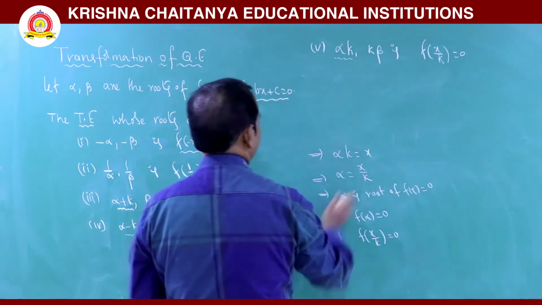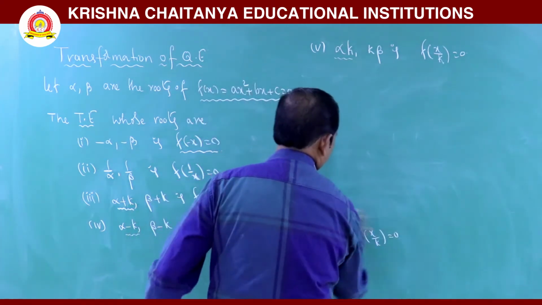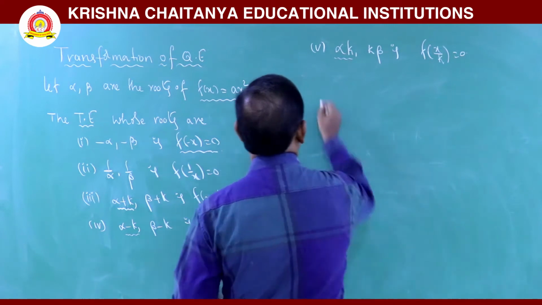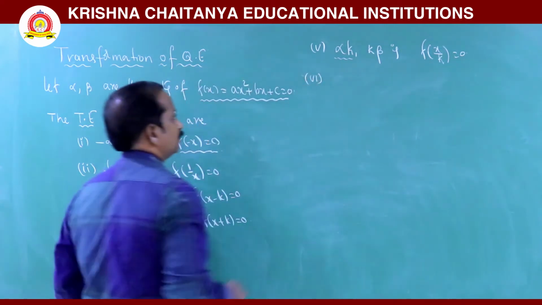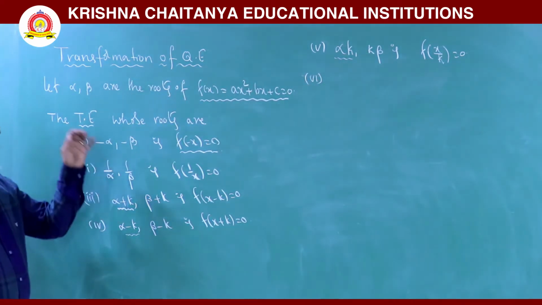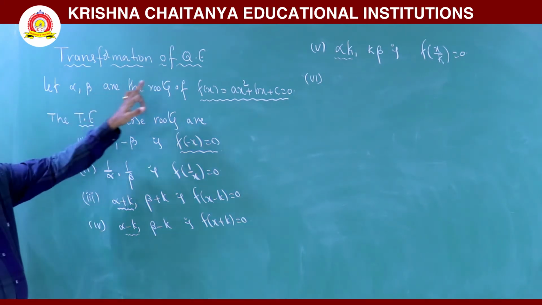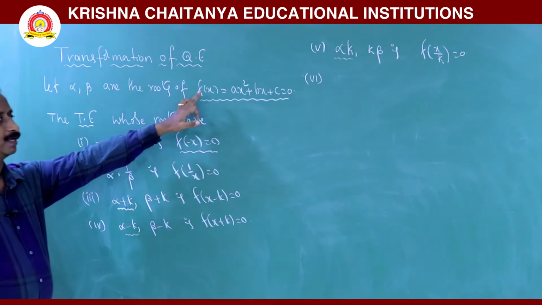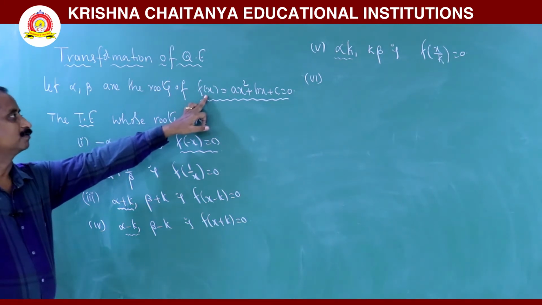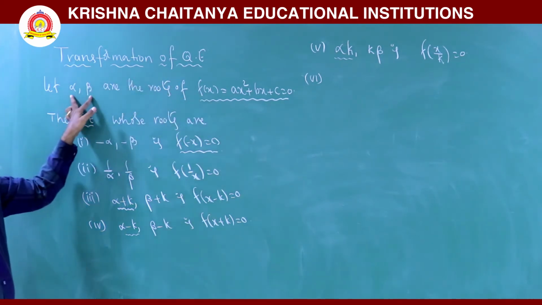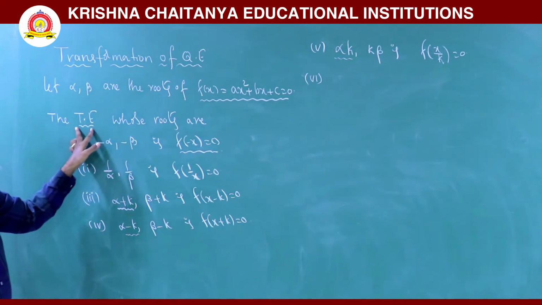Another one, we move to next: the transformed equation whose roots are divided by k of f of x is equal to 0. The roots of f of x is equal to 0 are alpha and beta, and we need a transformed equation.